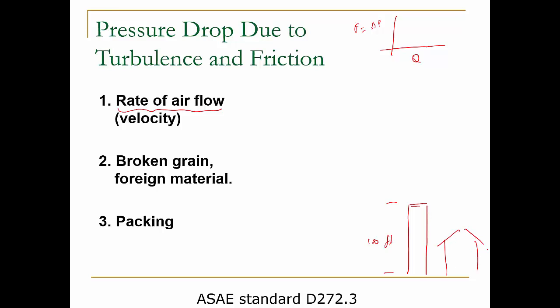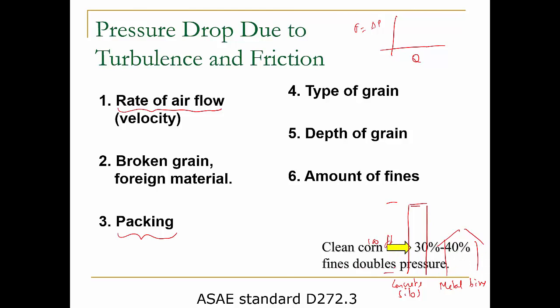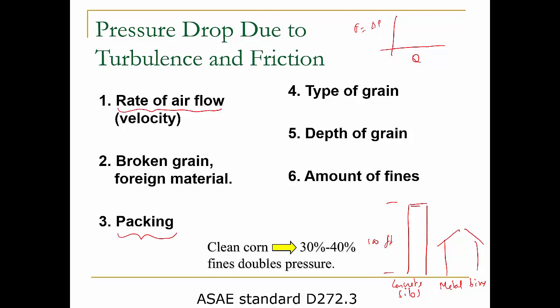And you also have the metal bins, right? Metal bins and concrete silos. So you can see that because of the mass, the grain can pack and it can change the resistance to airflow. Of course, the type of grain, whether you have corn or soybean or wheat, or rice, the resistance is going to change. The depth of the grain, whether it is filled completely or halfway, is going to affect it, and so is the amount of fines, the amount of dust. For example, compared to clean corn, 30 to 40% fines doubles the pressure. Okay.